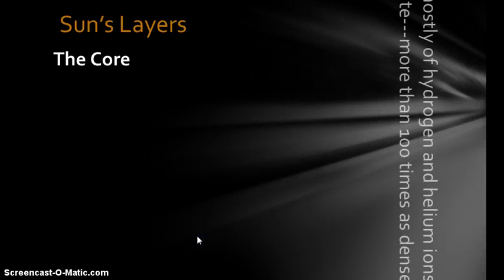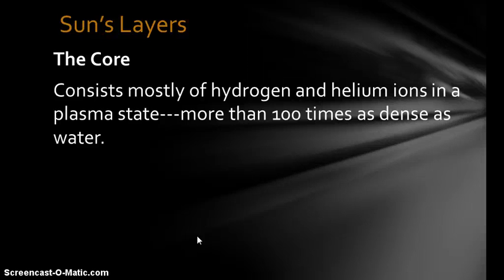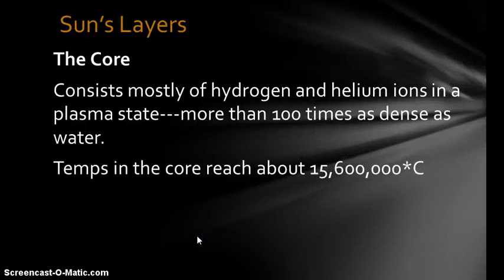So we start to look at the layers of the sun. We're going to start in the core, consisting mostly of hydrogen and helium ions in a plasma state, more than 100 times as dense as water. This is very, very dense and very, very hot.